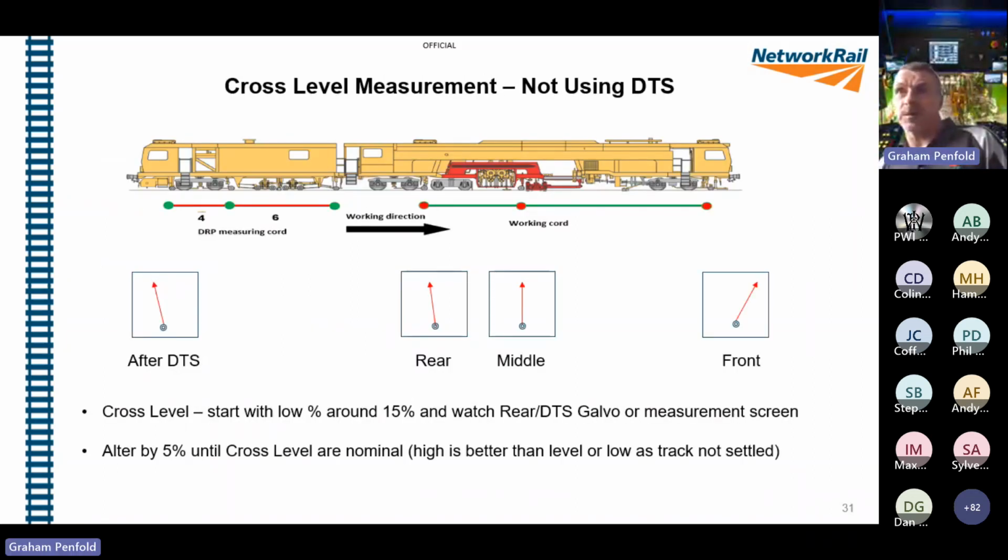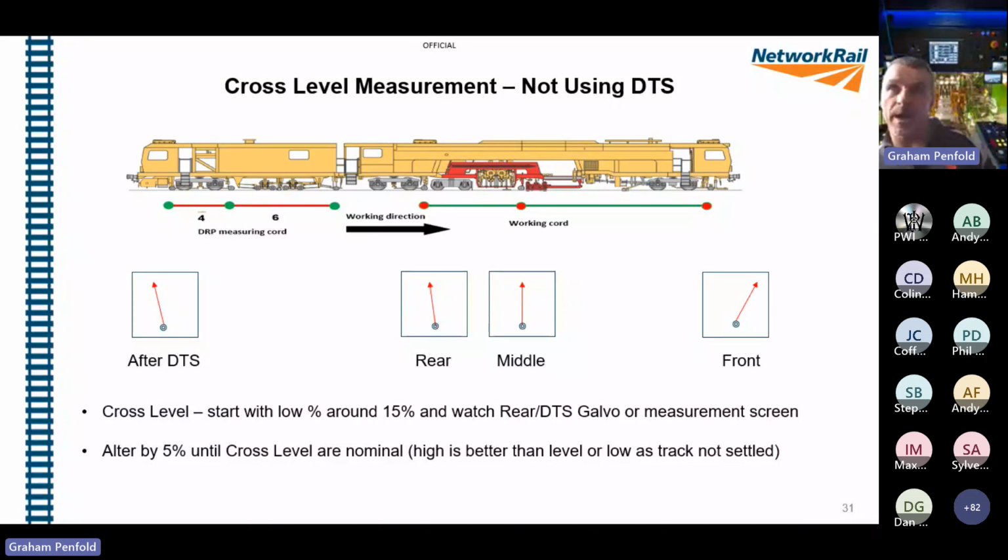So let's give a few examples. So this would be cross-level settlement comp, not using DTS. So as you can see, say if we started off with a low reading, with a low 15%, and you would watch the galvo, so you could go in the front of the cabin in the tower and watch the digital screen that I showed you. And you can see here we're out of cross-level by quite a bit on the front. The middle working area always corrects it to the correct cross level, and because you've had a few axles over it, the rear trolley is already reading it slightly out. So then you've got your 15% on.